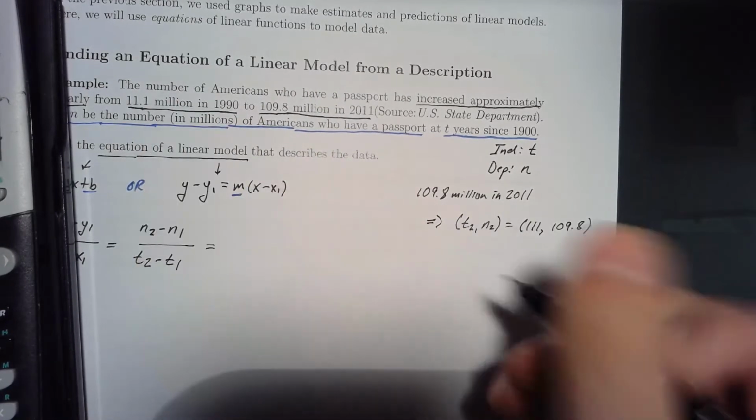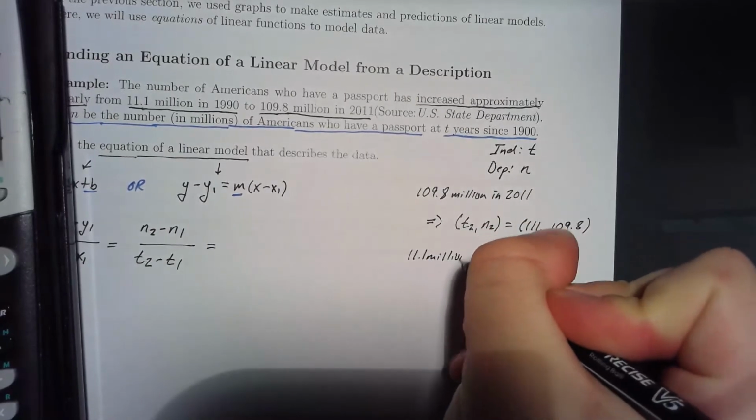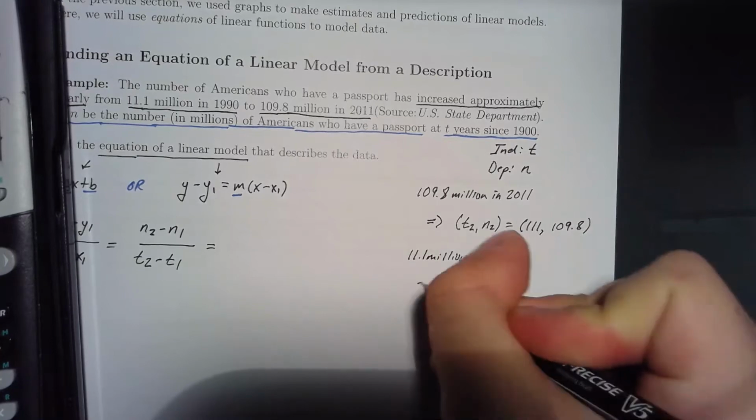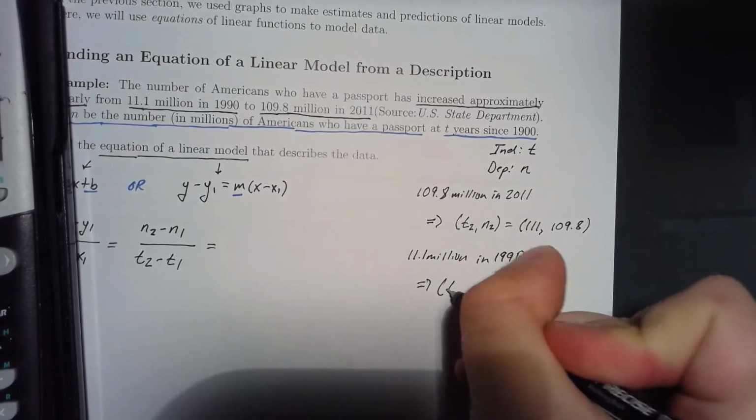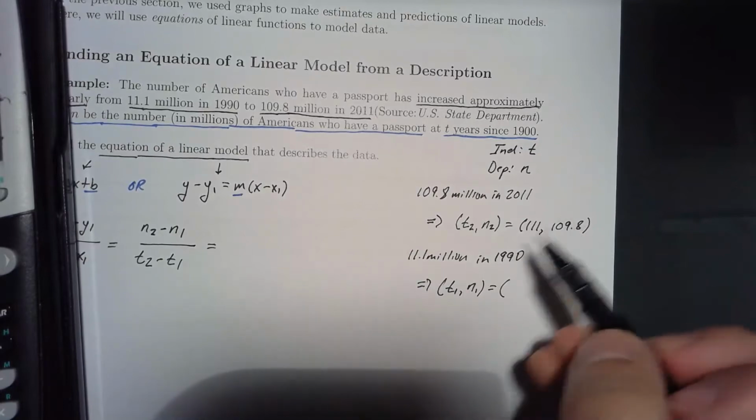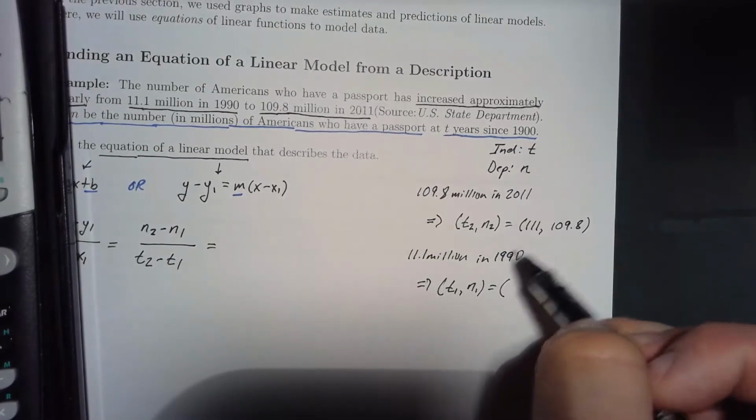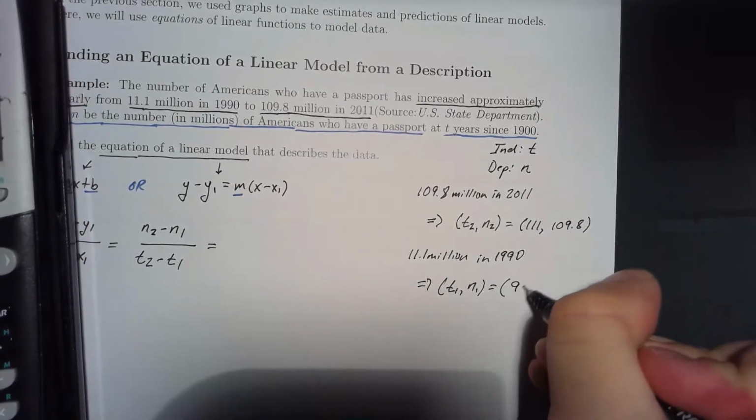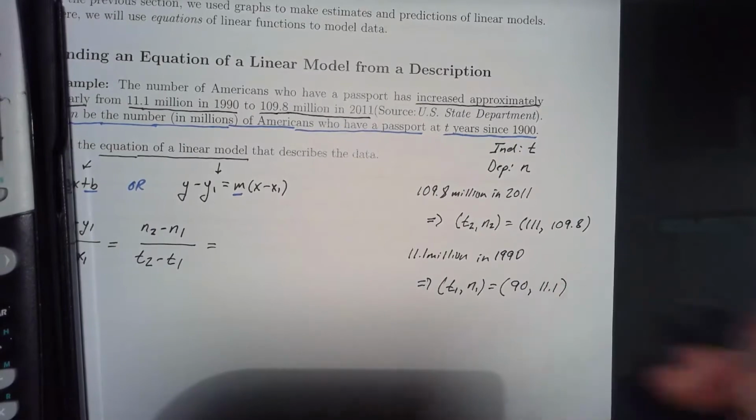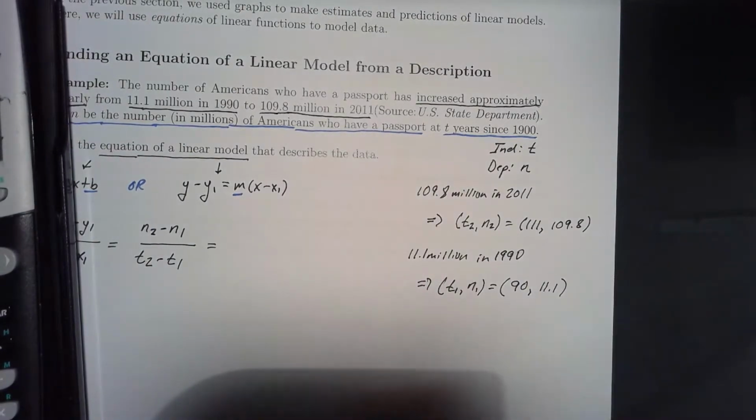That's the starting point. So 11.1 million in 1990. That's the first ordered pair. So that's T1, comma, N1. So 1990 is how many years since 1900? Well, that's this minus that, which is 90, comma, and 11.1 million. So here's our two ordered pairs.